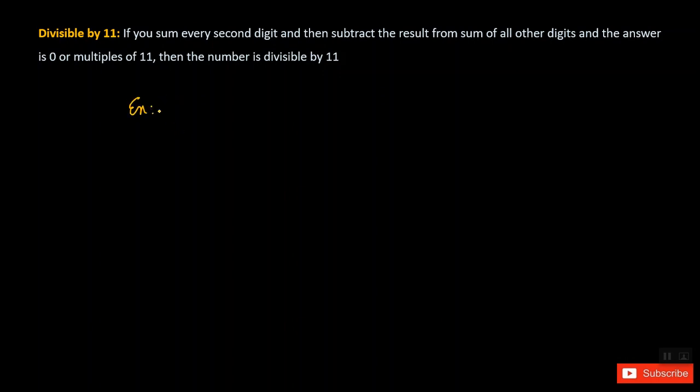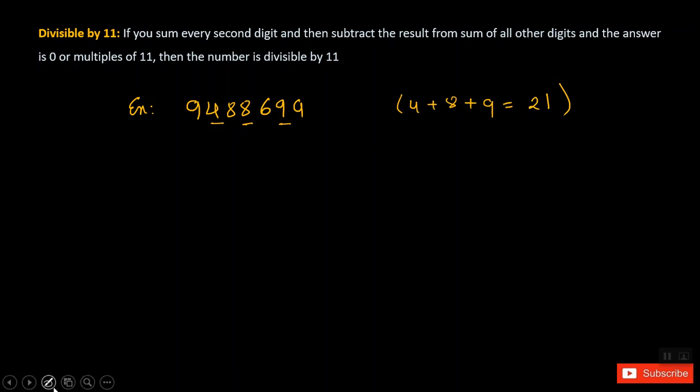Let's take one example, so that you understand better. Let me write a number: 9488699. This is a very big number. How do I know whether this number is divisible by 11 or not? As they say, sum every second digit, meaning every alternate digit. So I take 4, 8 and 9. Summing 4 plus 8 plus 9, the result is 21. Then sum the other remaining digits.